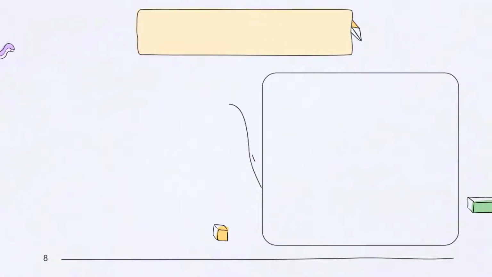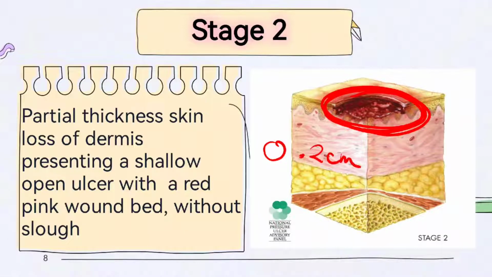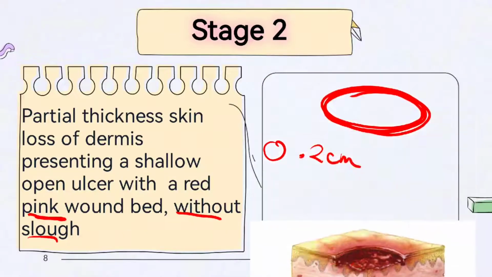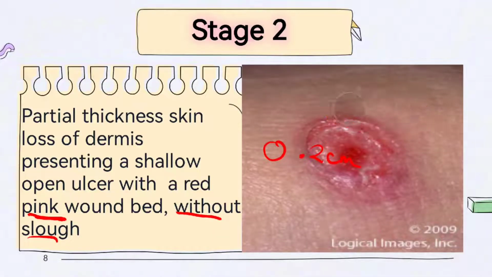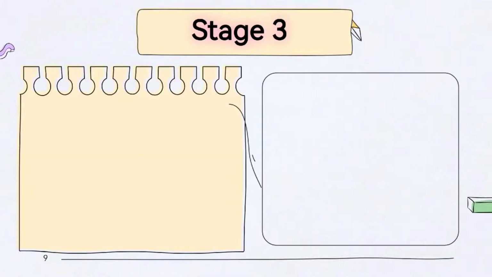Now next, let's go directly to stage 2. Stage 2 is a superficial loss. Only this part, there is already an open wound for stage 2. The maximum depth of a stage 2 pressure ulcer is 0.2 centimeter. Beyond this, we consider it stage 3. The wound bed can be pink and without slough, because again, this is a very superficial wound, which looks like this.